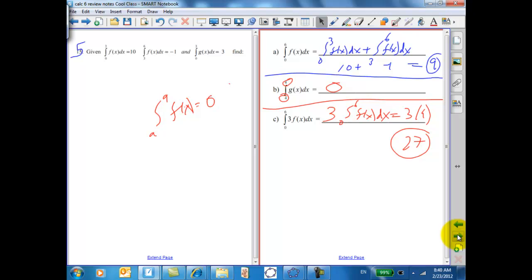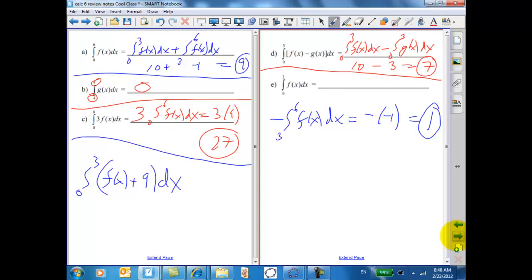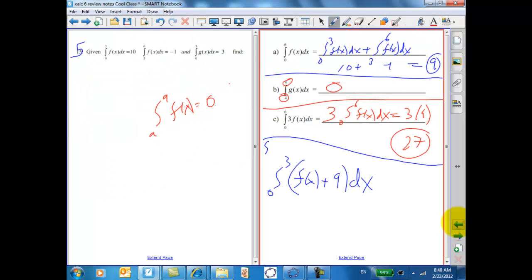And here's a nice twist. What if I said the integral from 0 to 3 of f of x plus 9 dx? What? Nobody said anything about 9. No, I'm saying if this was another question. Another question. How are you going to deal with this?